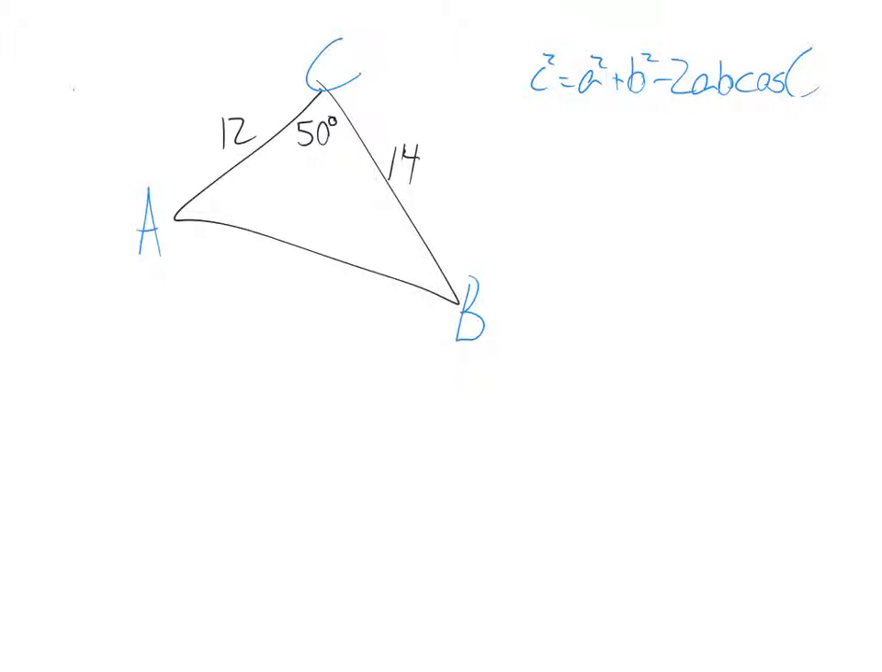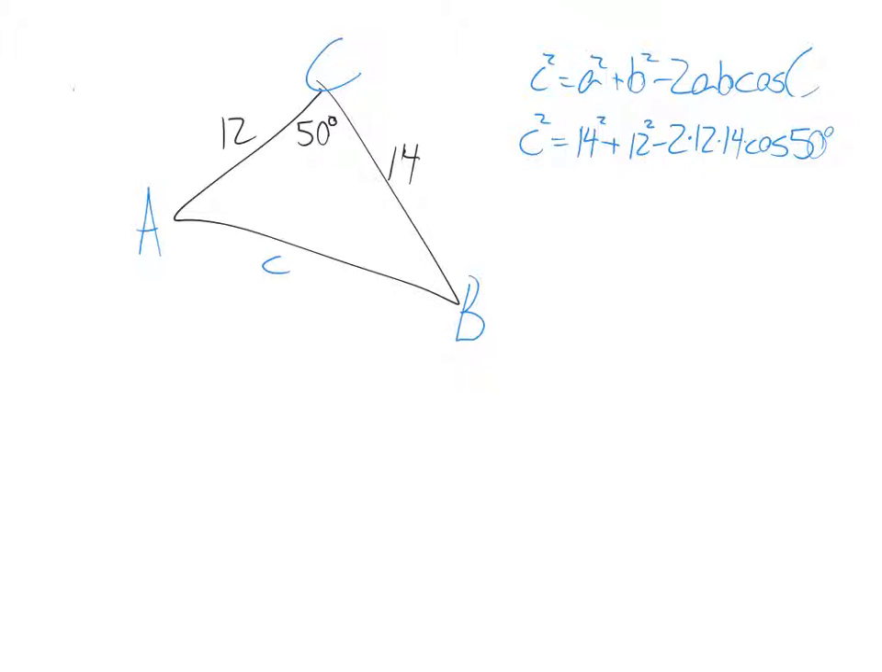Okay. So in this case, C is going to be right here. So we have c squared equals 14 squared plus 12 squared minus 2 times 12 times 14 times the cosine of 50 degrees. Good. Okay, so look at this. This is all multiplication over here: 2 times 12 times 14 times the cosine of 50.